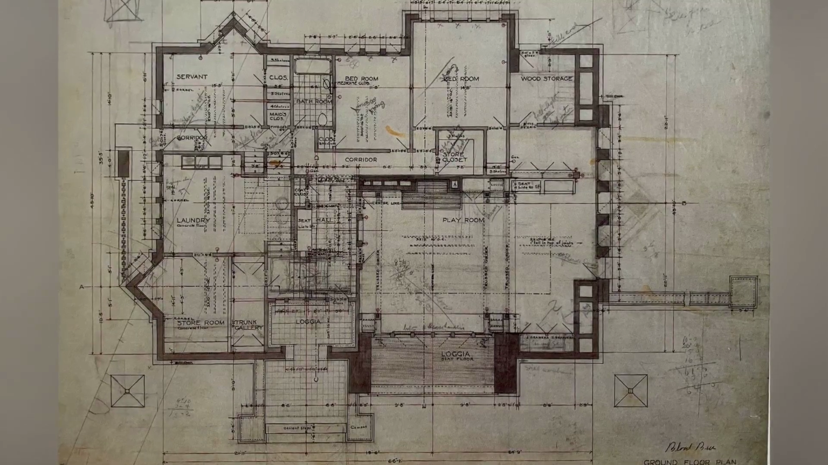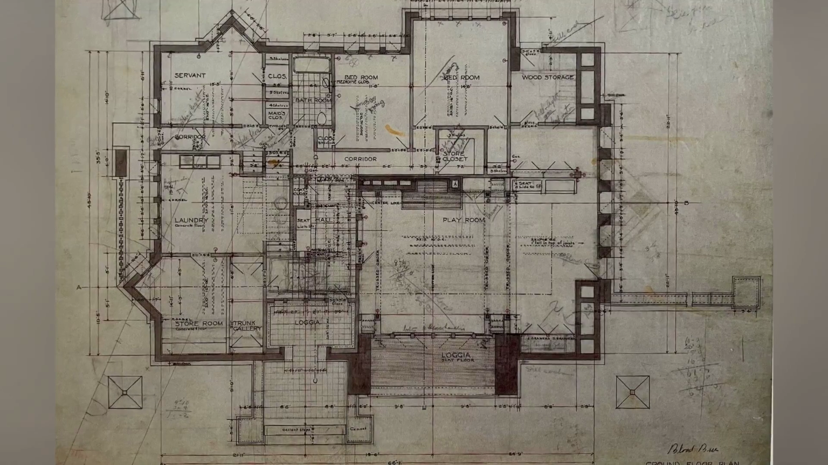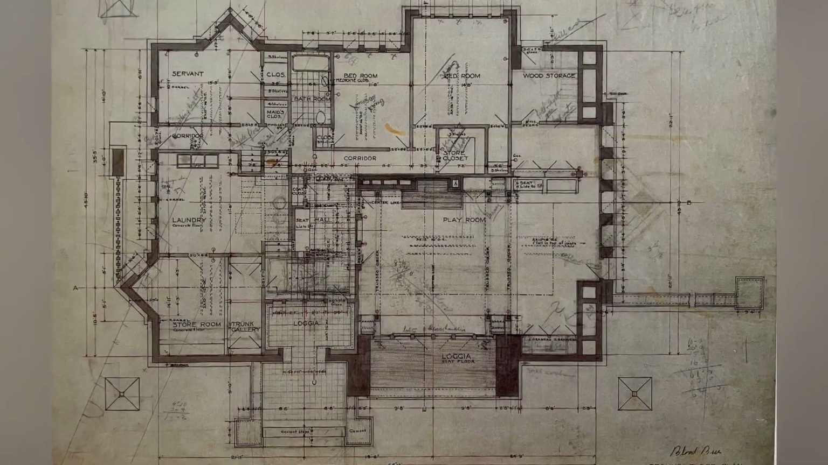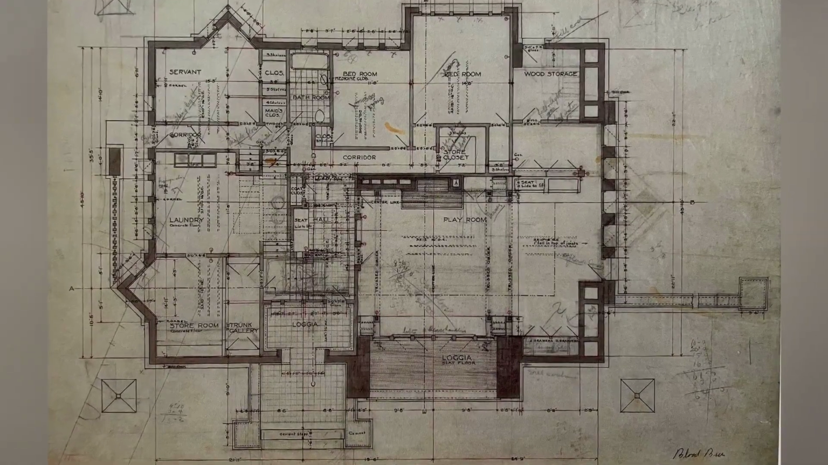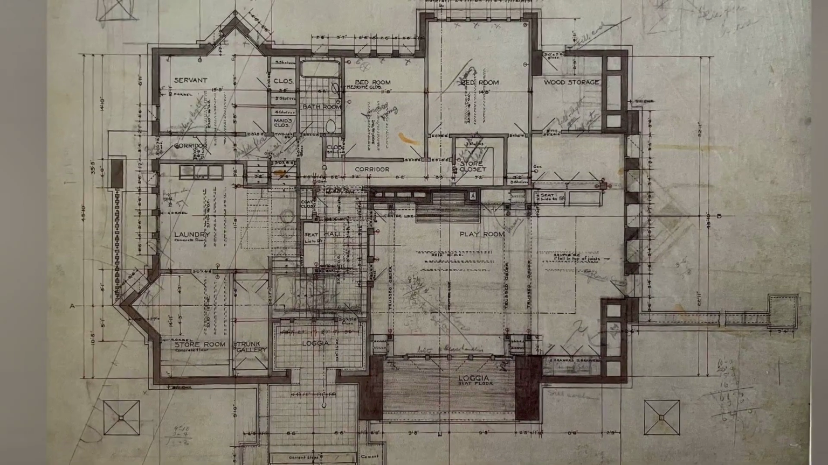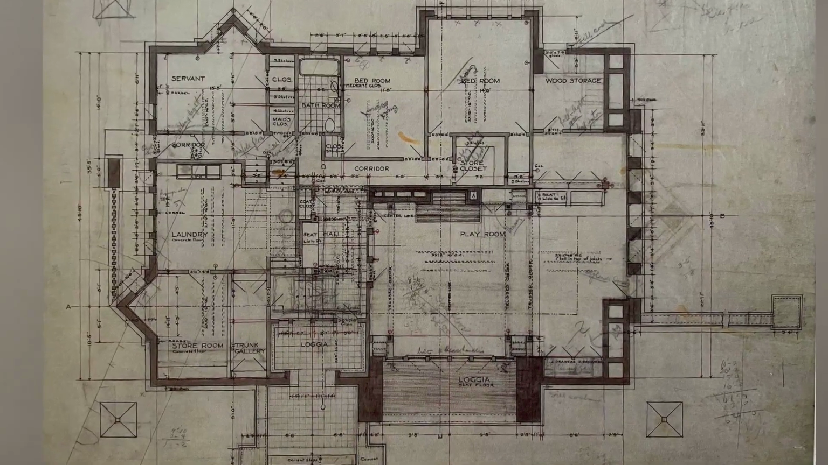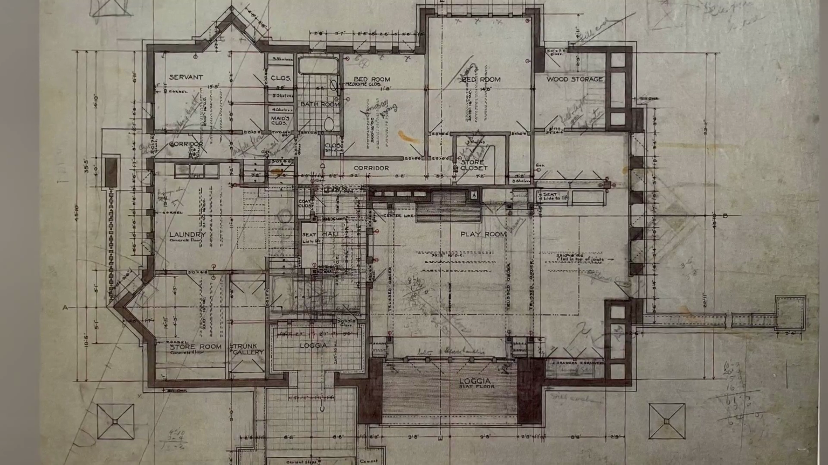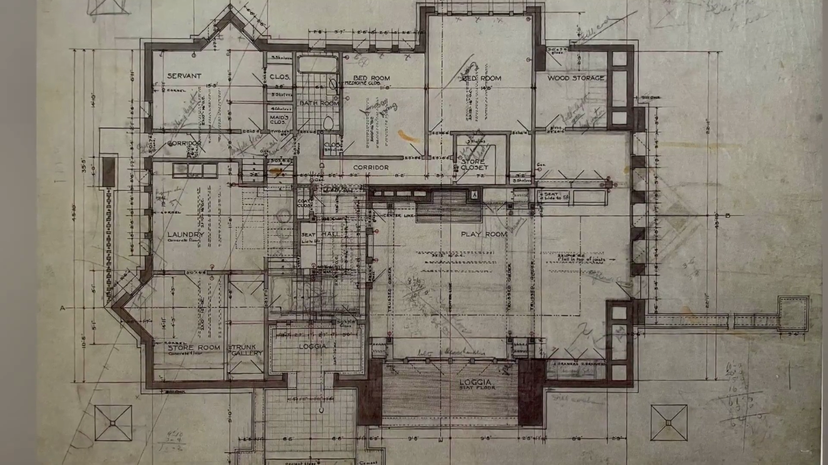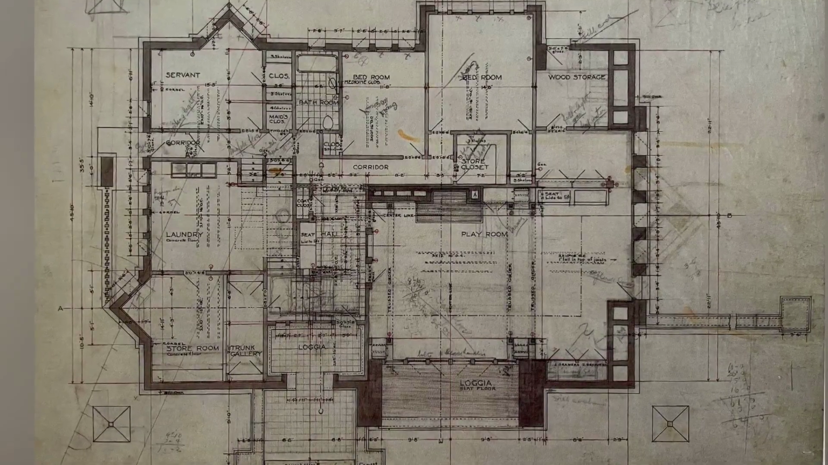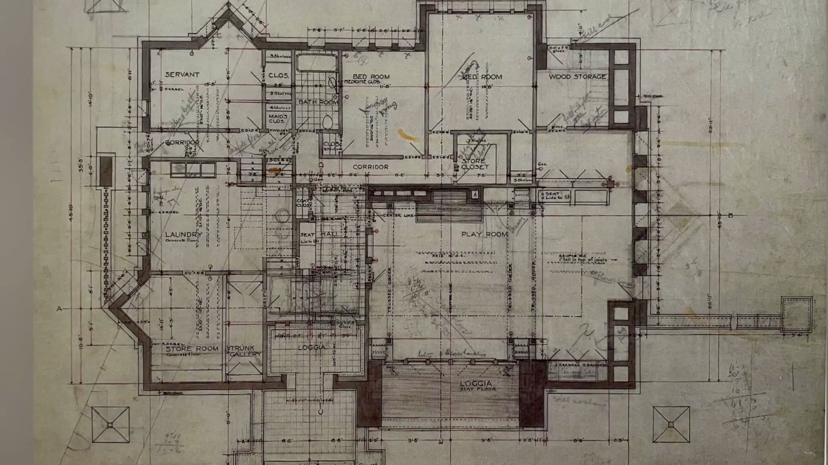At the heart of the house is a generous playroom, a space designed for relaxation and family gatherings. Adjacent to it, you'll find two bedrooms, a servant's room, a bathroom, a laundry area, and storage space. A rear entry connects to the servant's room, and there's a staircase leading up to the kitchen.